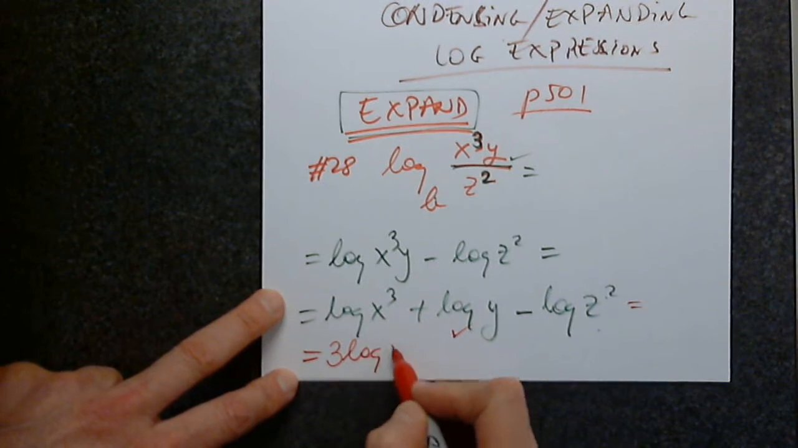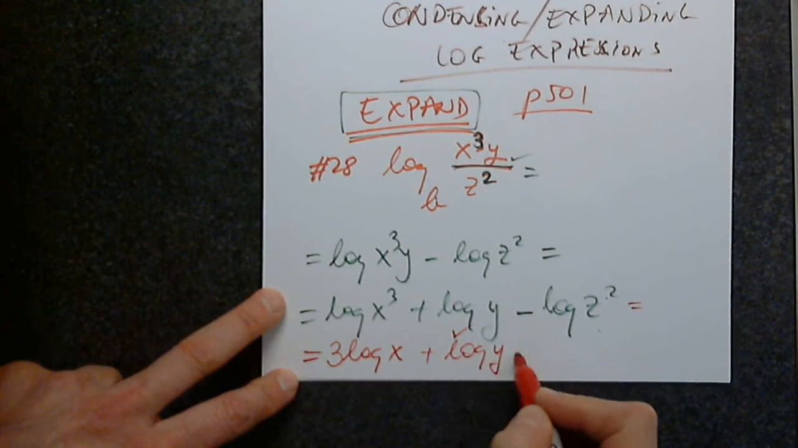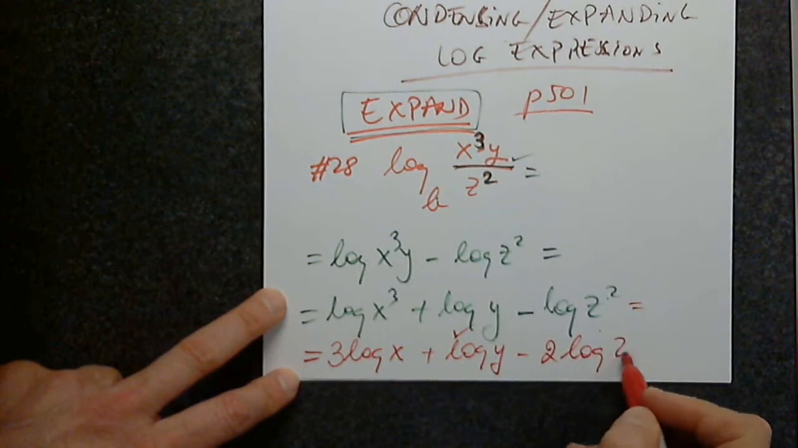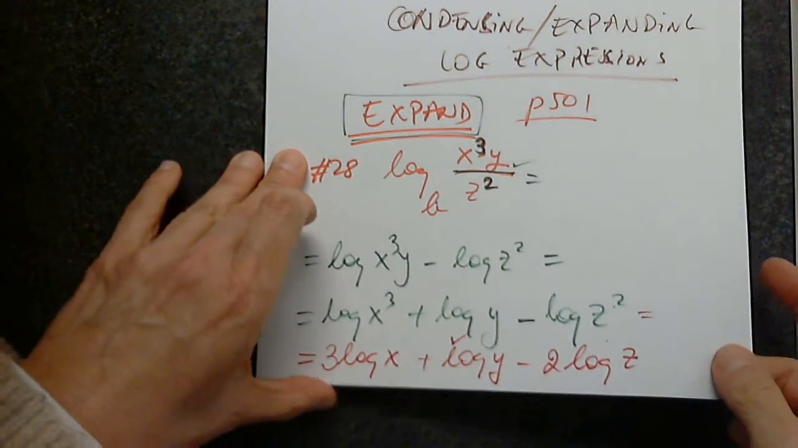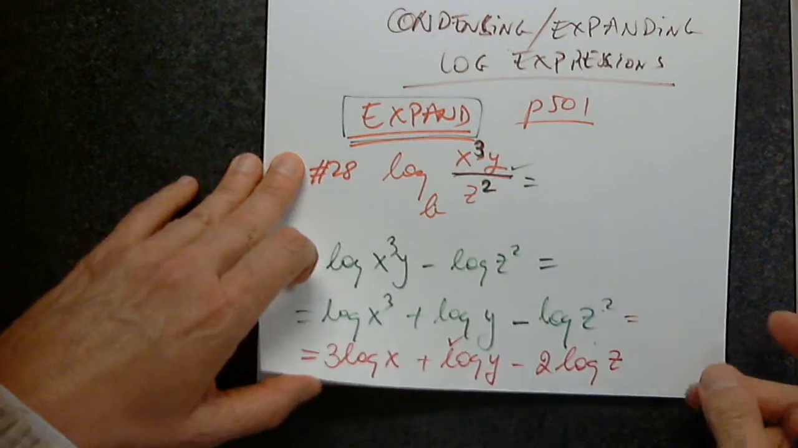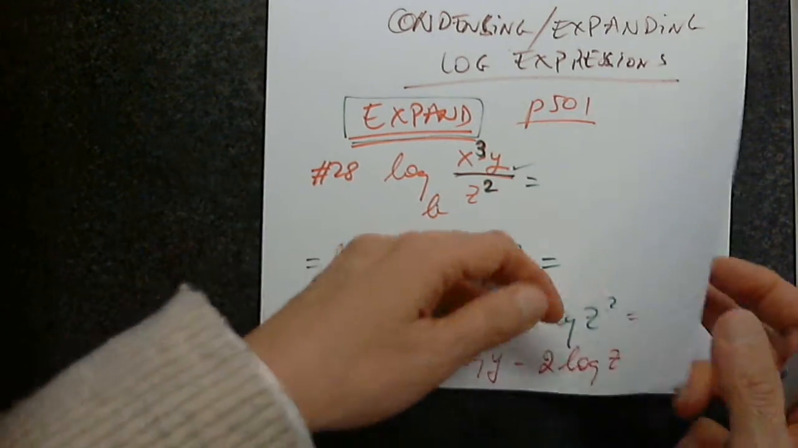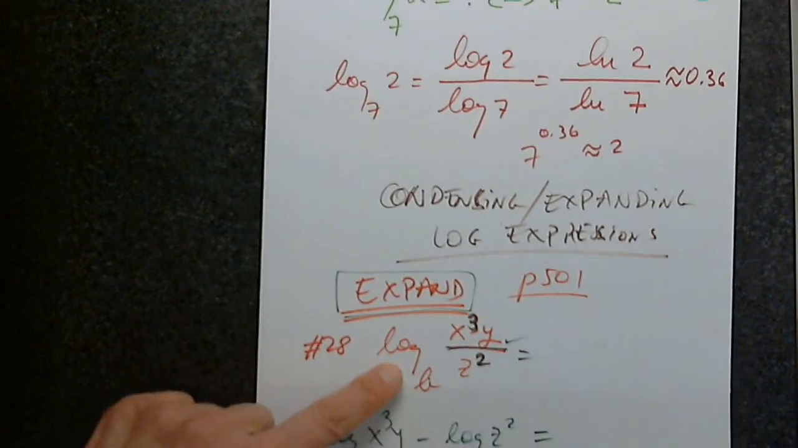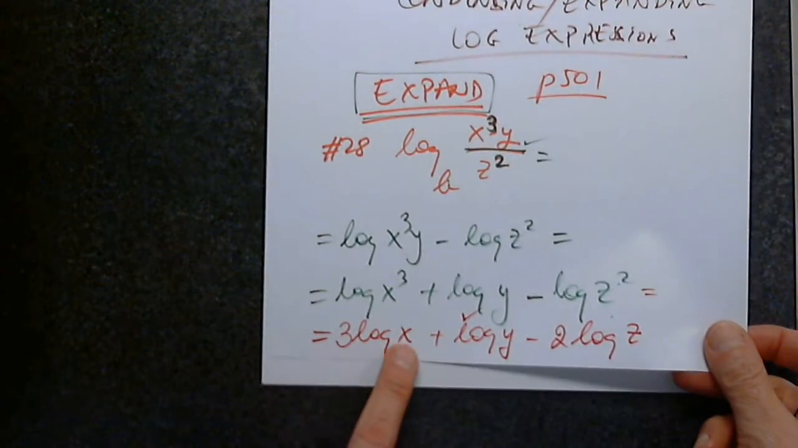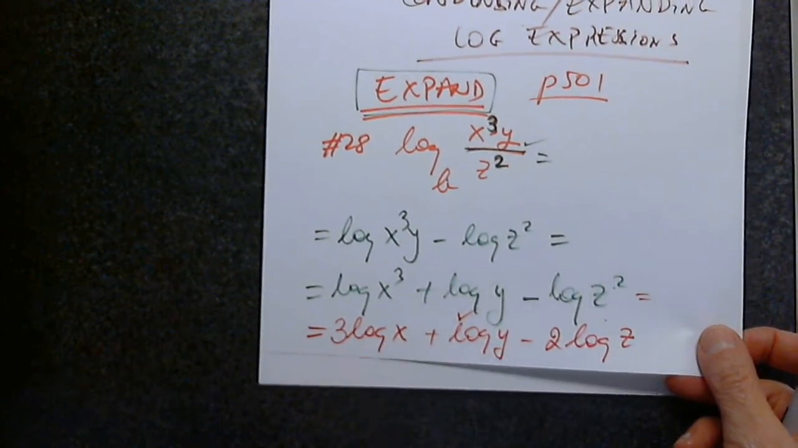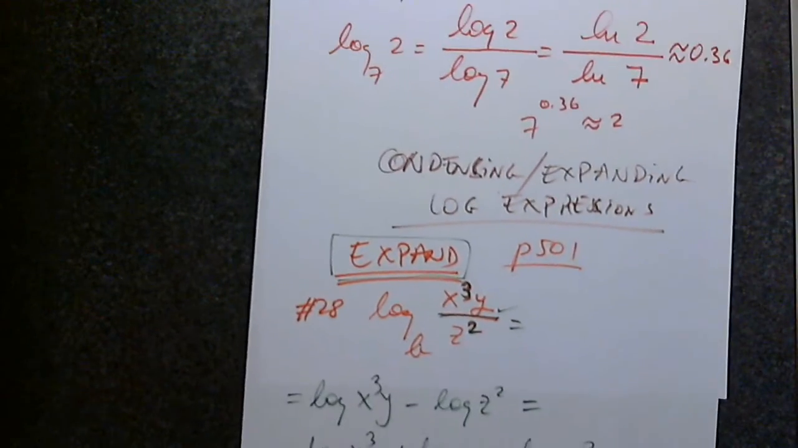Yes, 3 log x plus log y minus 2 log z. In the first example, it may look complicated. You'll see in a moment when we look at the second and the third. So what did we accomplish? We simplified by expanding. We had log of a complicated expression, and now I have a sum or a difference of simple logs.